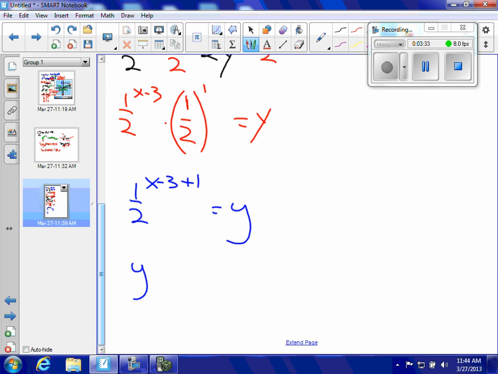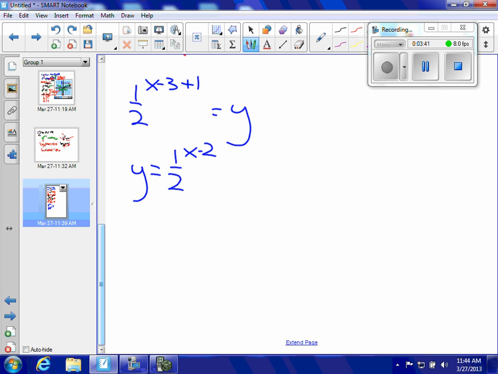So I have y is equal to 1/2 to the x minus 2. And to finish off making it an inverse, I go f minus 1 of x is equal to y. Sorry, going too fast in my head. f minus 1 of x is equal to 1/2 to the x minus 2.